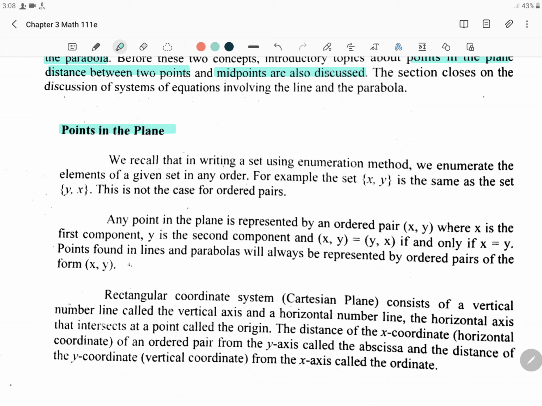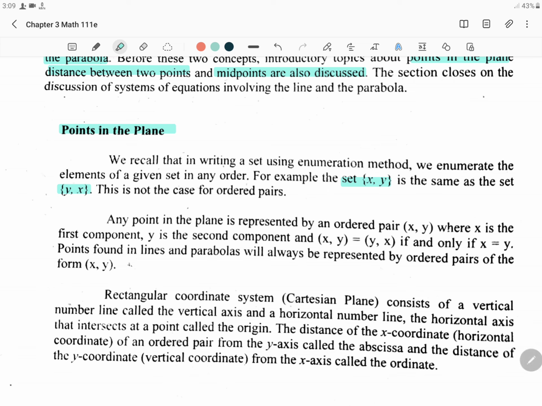We recall doon sa previous examples natin, doon sa pag-identify ng solution sets natin, we are simply enumerating kung ano yung mga solution sets natin. And we do not care kung sinong mauna at sino ang mahuli. But in this case, dito sa points in the plane natin, or in identifying the points, we cannot just enumerate without any basis. So say for example, dito we have set xy is the same set as yx. That is completely different in this case. Okay? So, hindi yan pwedeng mangyari. So, let us proceed with more justification.